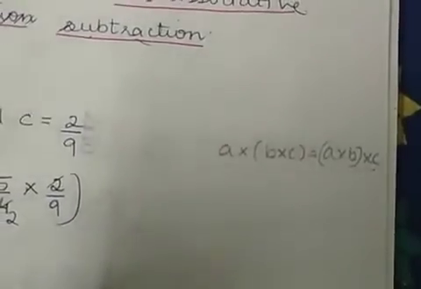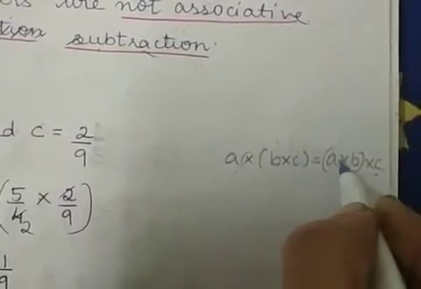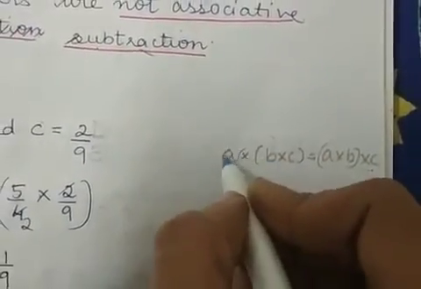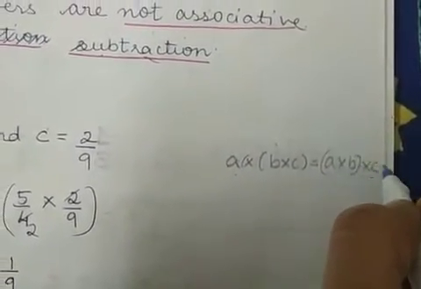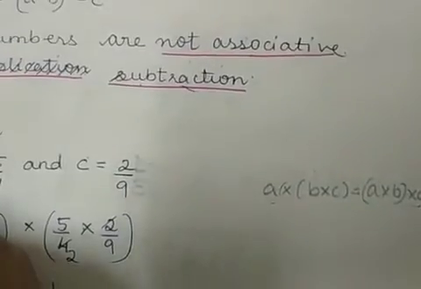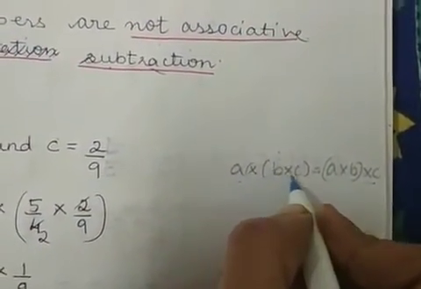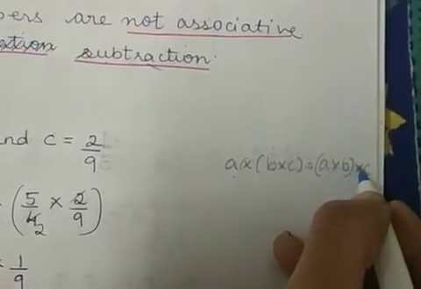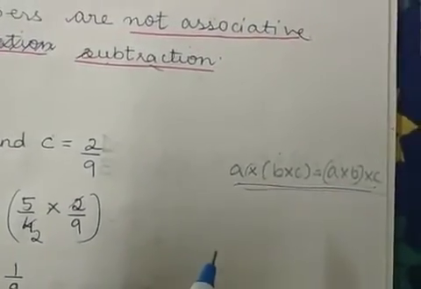If you see, the only thing that changes is the sign. There we had a plus b plus c, a is equal to a plus b plus c. In the previous case, we had a minus b minus c is equal to a minus b minus c. So now, since we are considering multiplication, only the sign will change. A multiplied by b multiplied by c is equal to a into b multiplied by c. So we have to check whether this is equal.